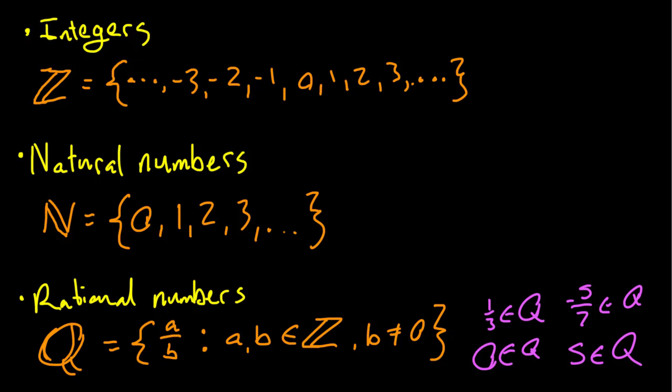So it's important that we understand these because we're going to use these definitions of integers, natural numbers, and rational numbers to our advantage when we're trying to prove or disprove certain mathematical conjectures.